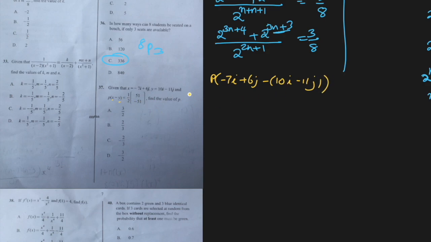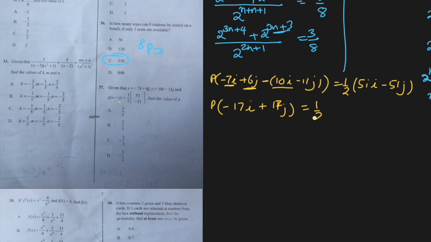Okay, equal to half 51 minus 51. So I can write it as 51i minus 51j. Because this is column notation, that is algebraic notation, so I can convert them to algebraic as well. Alright, so p, negative 7i negative 10i is negative 17i. 6 minus 11 will be positive 11. 6 plus 11 is positive 17. Yeah, 6 plus 11, 17j is equal to half.